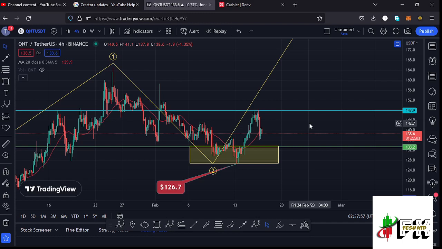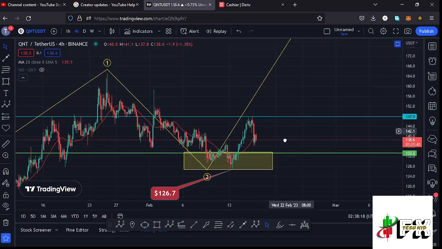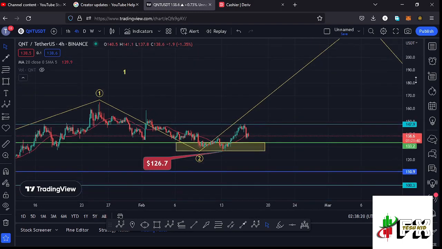latest developments that have been happening here on the Quant chart, where at the time of this recording we have lost the 20-day MA here on the 4-hour chart. We have also continued to hold above a key area of support at around the $133.2 mark, and that is after fully maximizing our yellow target area down here in the formation of this wave 2. And I believe that whatever we are seeing at the moment is still the start of that massive bounce to the upside in the formation of this wave 3.